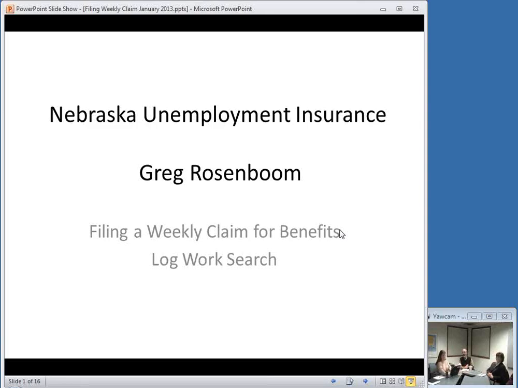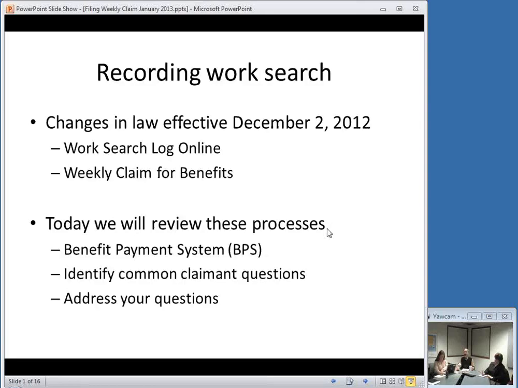Well, hello, everybody. I'm Greg Rosenblum, an Unemployment Insurance Team Supervisor in the Benefits Section. What I'm going to talk about today is this change that we're making to provide services online to allow claimants to access their claim online and really do most of their work online. As of December 2nd, claimants are required to file their weekly claim for benefits and to log their work searches online.